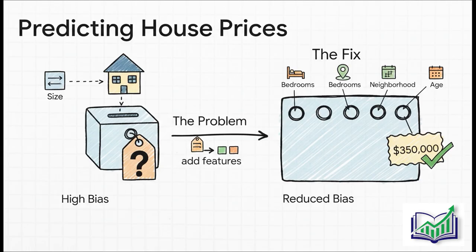The model is just way too simple. It's totally ignoring these hugely important things like the neighborhood, or the number of bedrooms, or how old the house is. The fix is pretty obvious, right? We have to give our model more information, more features, so it can capture the true complexity of the housing market.